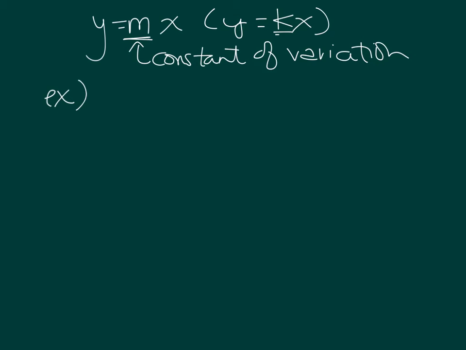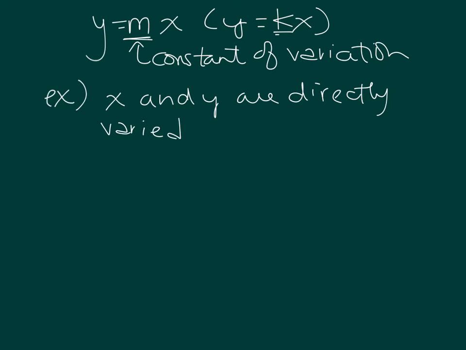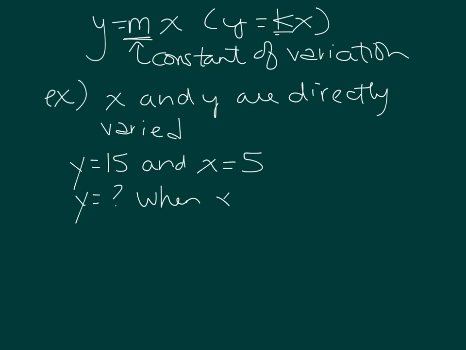For example, if I said x and y are directly varied, right? X and y are directly varied. I tell you that they're directly varied, meaning they're proportional. Okay, if you want to think of it, directly varied is the same thing as proportional. So for example, y equals 15 and x equals 5. And I want to know what y equals when x equals 9.